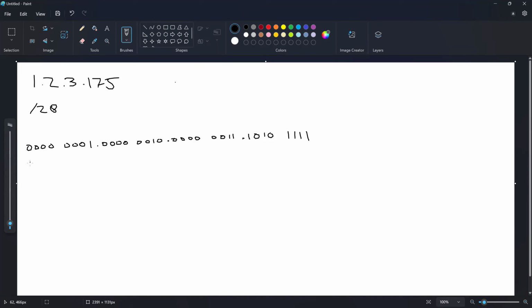And then I compare it with the mask, which is 28 ones: 1 2 3 4 5 6 7 8 9 10 11 12 13 14 15 16 17 18 19 20 21 22 23 24 25 26 27 28. So this is the network, and this is the host.